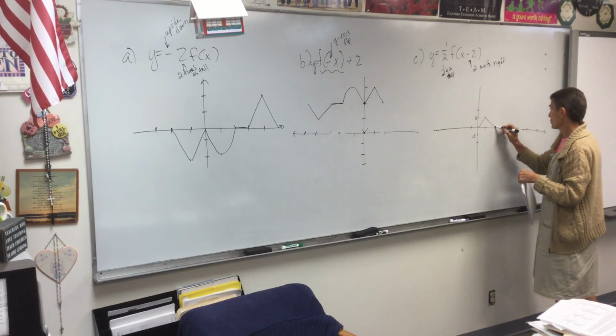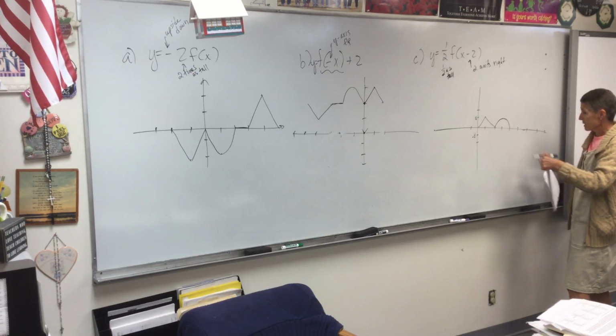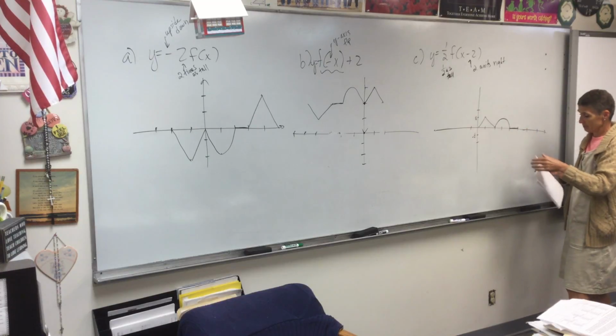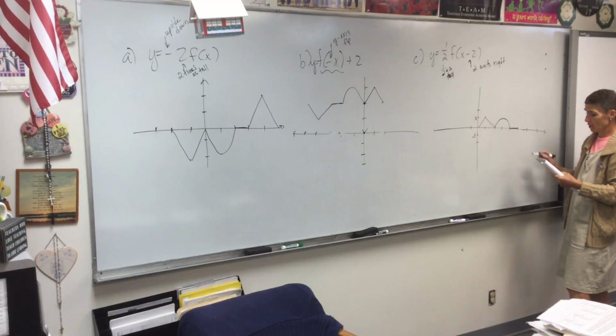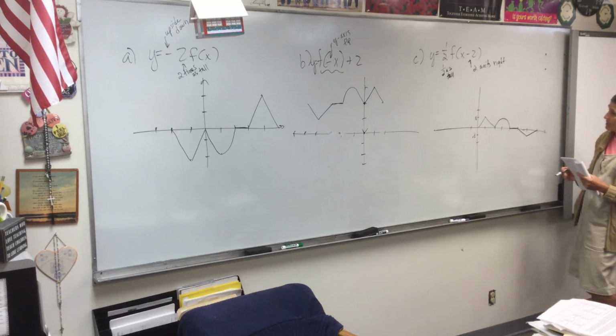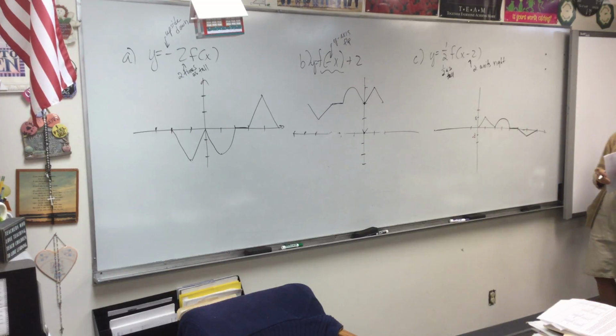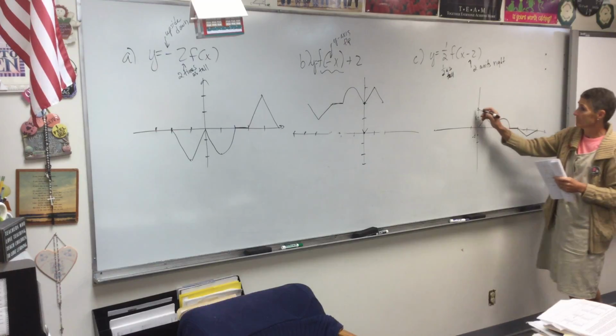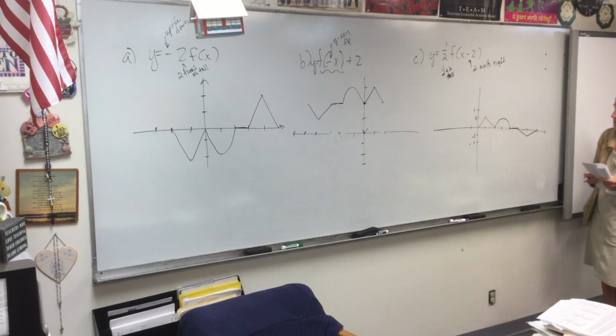And then I have my circle. And then I have my little bar thing. And then I have my downward triangle. But everything is half as tall as it was before. So it's definitely shorter and shifted 2 units to the right.